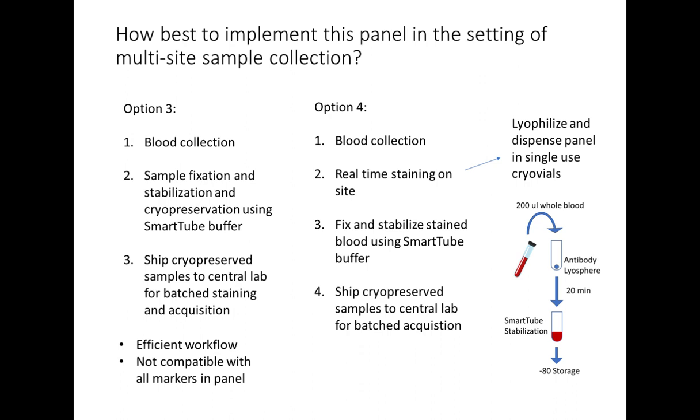And so what can be done at the clinic is that we simply take 200 microliters of whole blood, we add it to the antibody lyosphere, we incubate that for 20 minutes, and then we add our SMART tube stabilization buffer and transfer this tube to the freezer. And then those frozen samples are shipped to our central lab for the final DNA intercalation as well as data acquisition on the instrument.